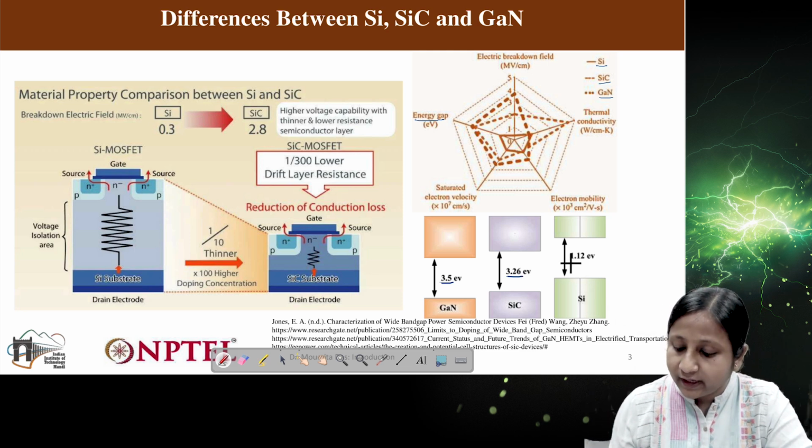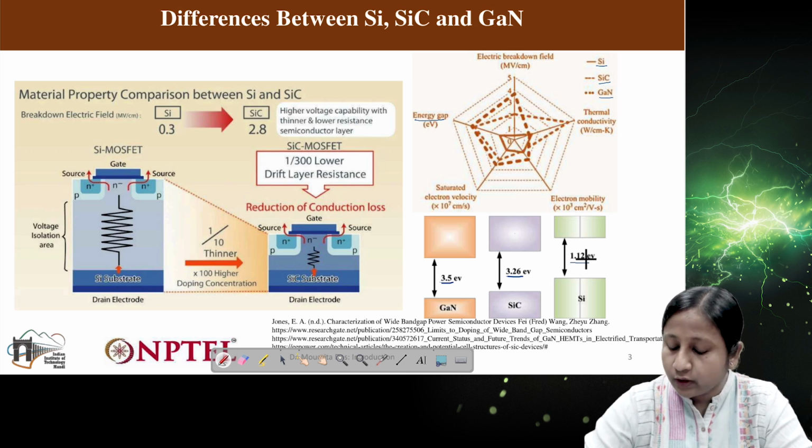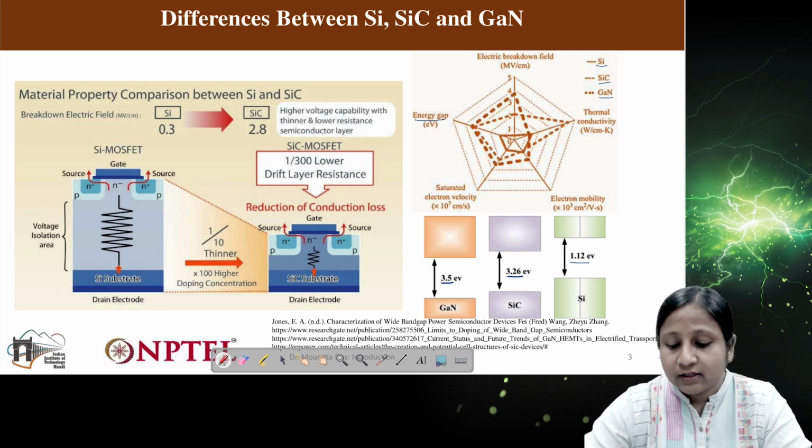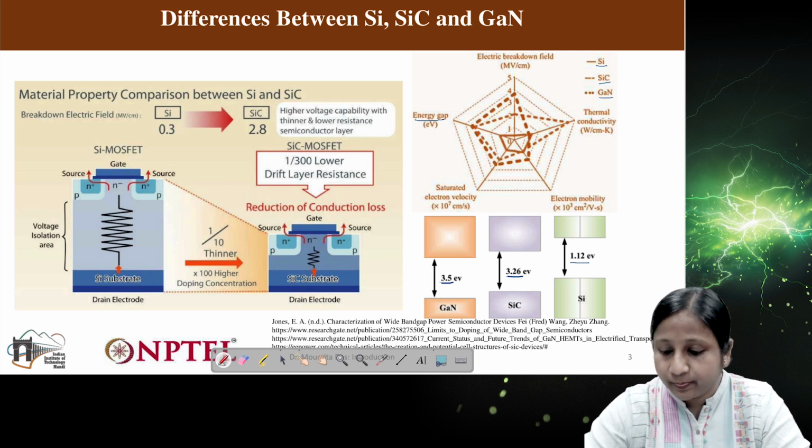In the case of silicon, it is 1.12 eV, which is much less than silicon carbide and GaN. That is why silicon carbide and GaN devices are known as wide bandgap devices, due to the higher value of the bandgap.